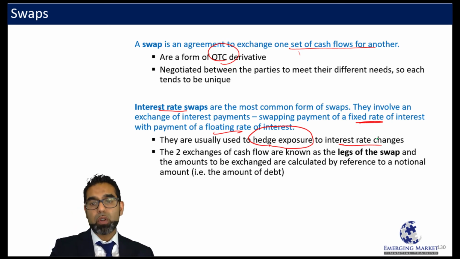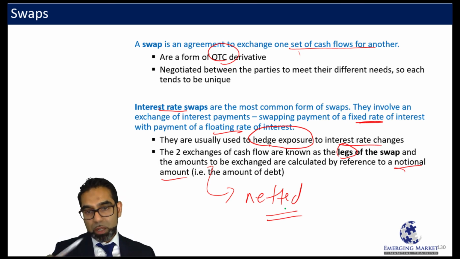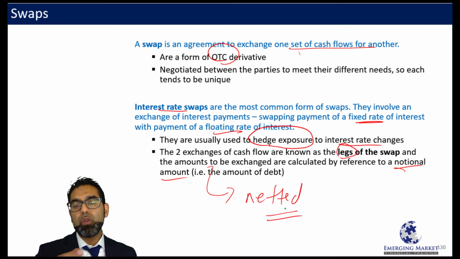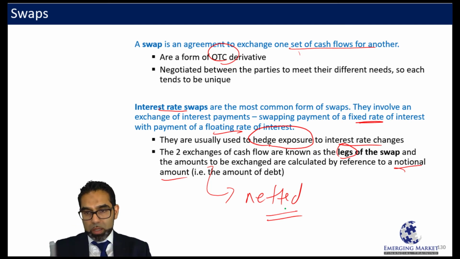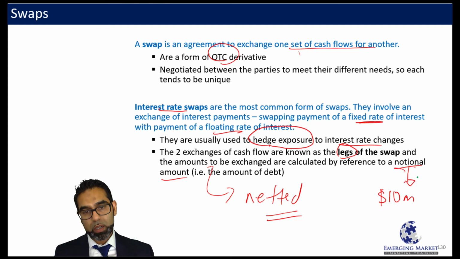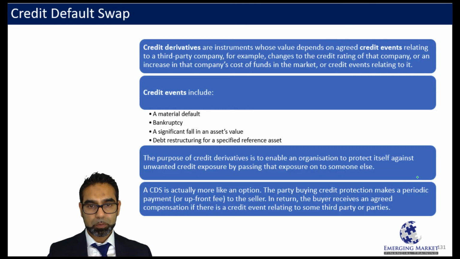The two cash flows are known as legs of the swap, and the amounts are calculated by reference to a notional amount, and the amounts are generally netted off. They're netted. I pay you 2%, let's say LIBOR was 2.2%, you pay me 2.2%, we net them off, you pay me 0.2%. You might ask 0.2% of what? Of a notional amount, an amount that doesn't change hands, it's used as a reference number. I'd very nicely have the 0.2% of $10 million. Thank you very much. Okay, so it's off a notional amount.